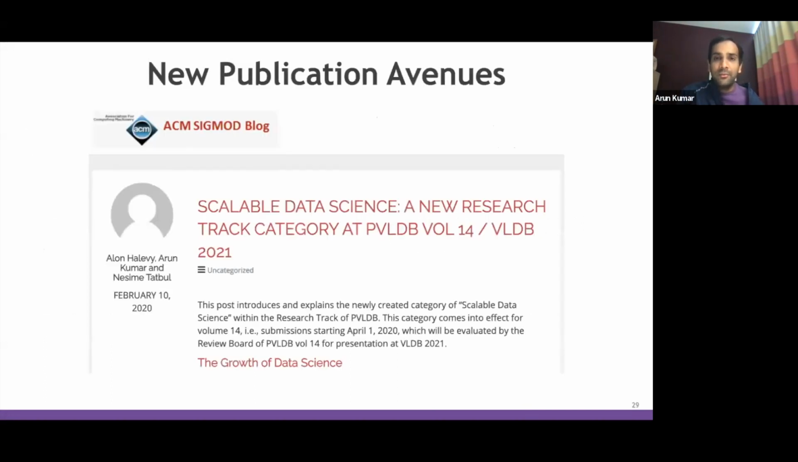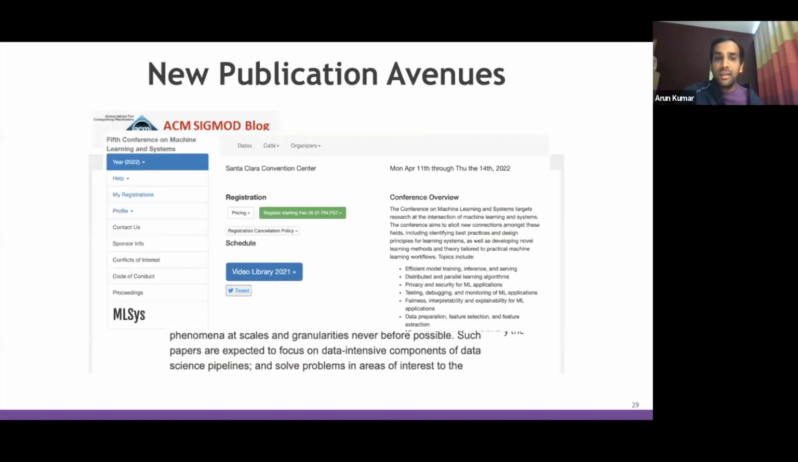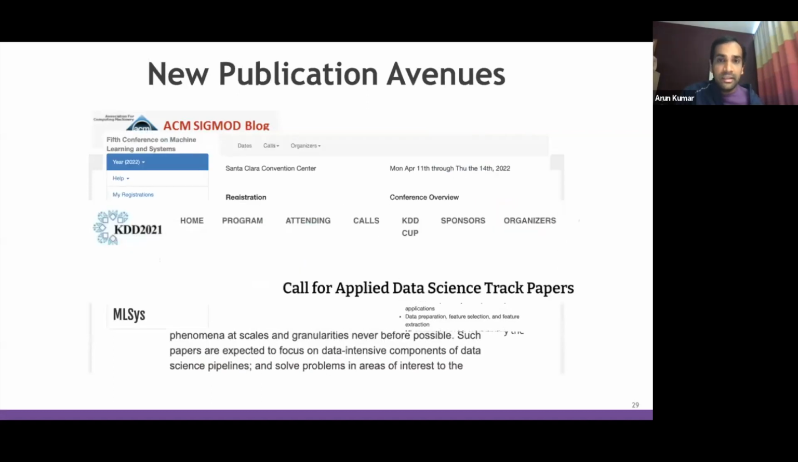And I was just mentioning publication venues. I was involved with the scalable data science track at VLDB, helped launch and run it for 2 years. Sigmod also has something like this. MLSys is a new conference for ML systems. KDD has something like applied data science as well. So there are new publication avenues as well.